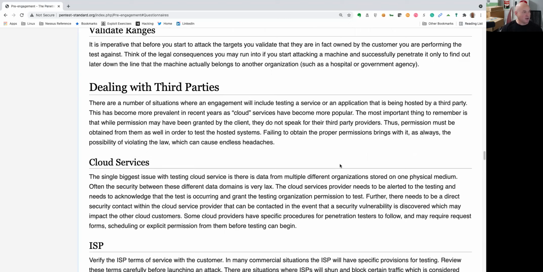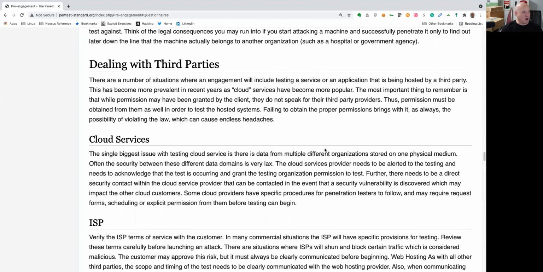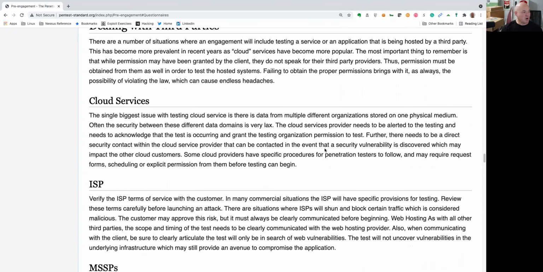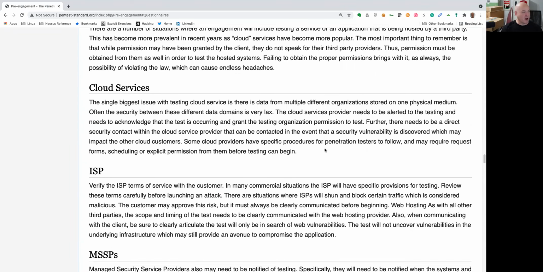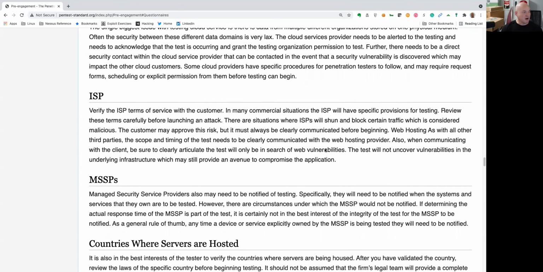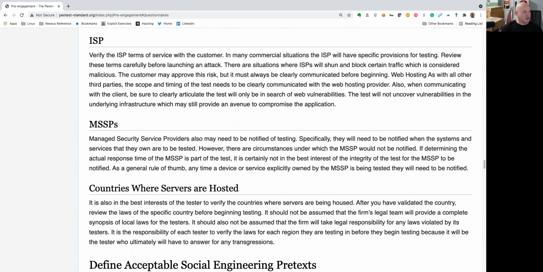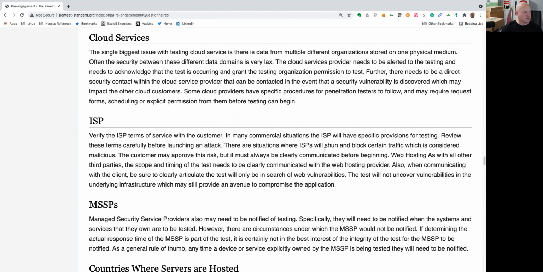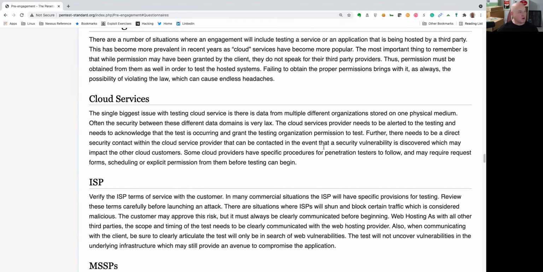So make sure. And also, like they mentioned, dealing with third parties, if it's a cloud hosted application hosted in a data center, make sure that people are aware you're testing and you have permission. Your ISPs and your managed security service providers too, because some of these apps and things are hosted at different sites.